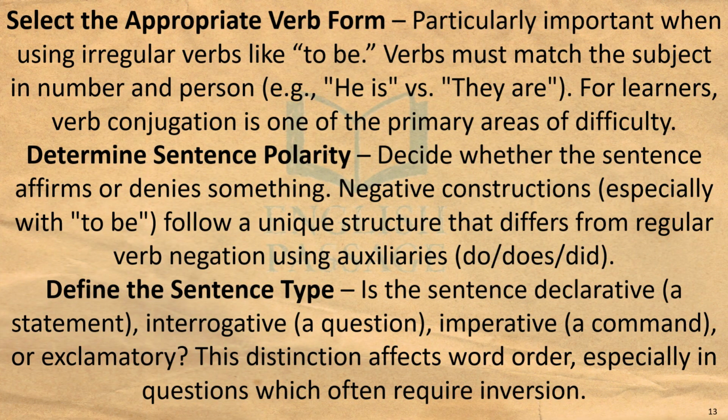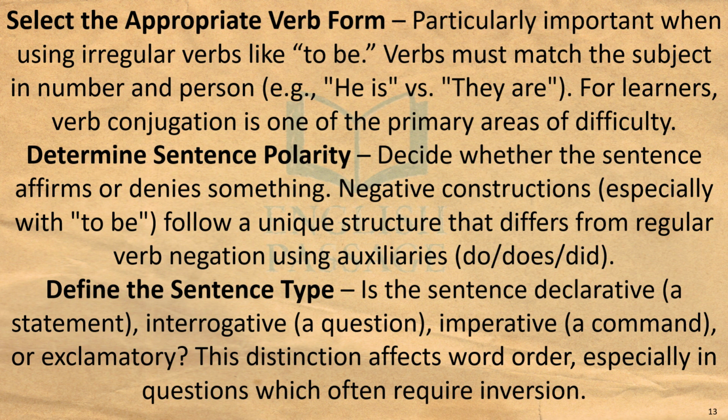Select the appropriate verb form, particularly important when using irregular verbs like to be. Verbs must match the subject in number and person. Example: he is versus they are. For learners, verb conjugation is one of the primary areas of difficulty.